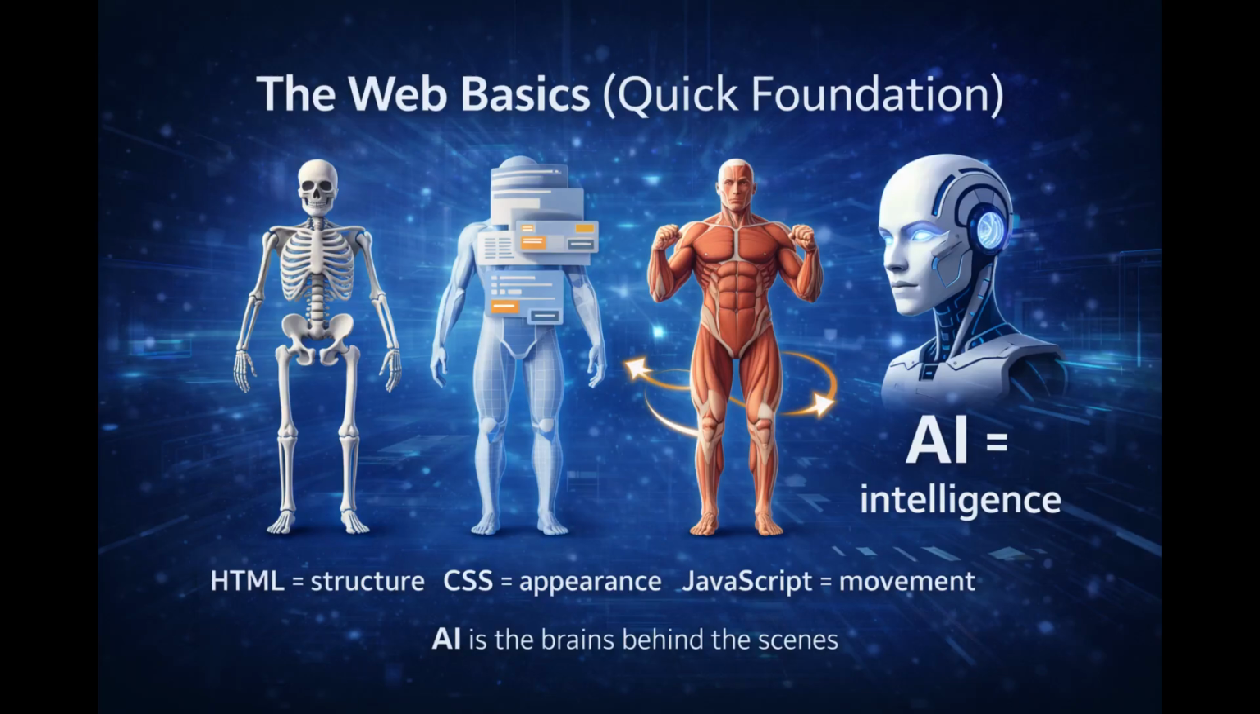Super quick, super practical. HTML is the skeleton, CSS is markup for style, and JavaScript is the muscle. It's the part that moves things around and makes the site interactive. So if you can picture that, HTML is structure, CSS is appearance, JavaScript is movement and interaction. And AI? That's the brains behind the scenes. It's the intelligence layer that makes everything smarter.